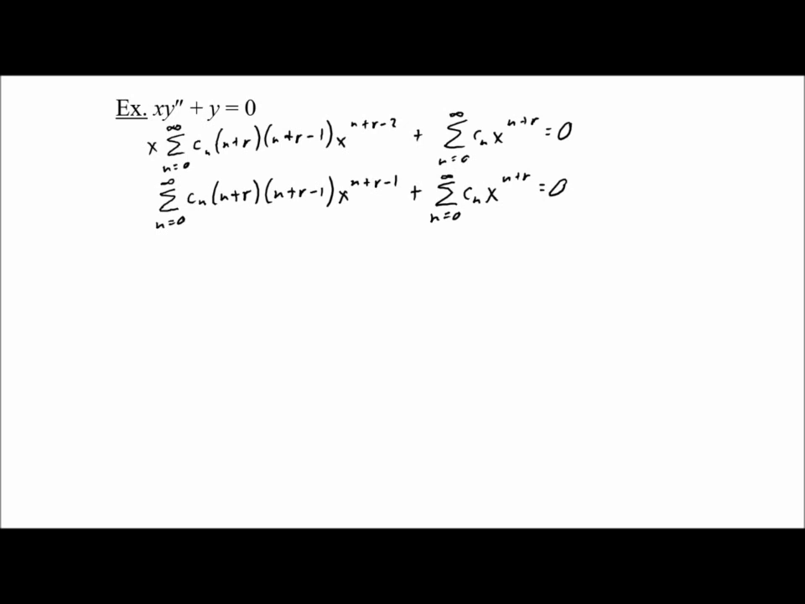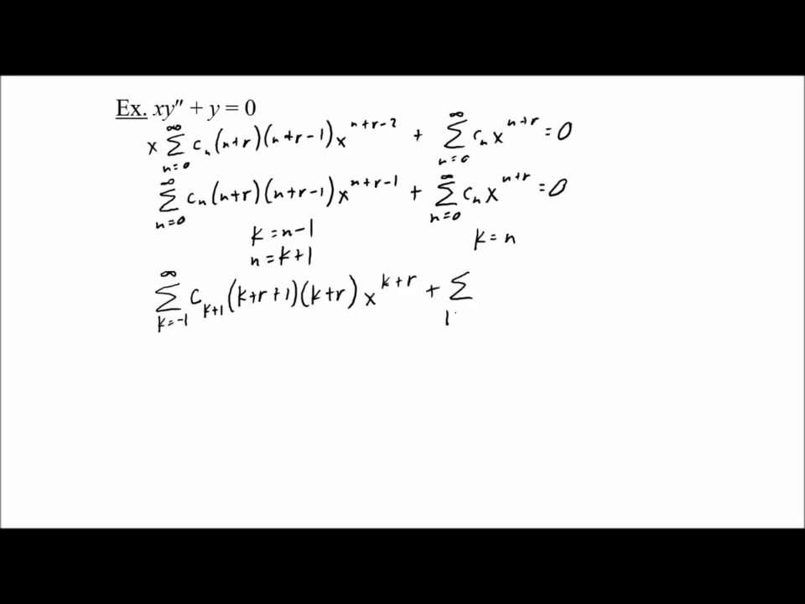Okay, next up, change the index so that they both say x to the k plus r. So here just k becomes n. Over here, k becomes n minus 1. So n is equal to k plus 1. We get the sum, when n is 0, k is negative 1, so negative 1 to infinity, c sub k plus 1, k plus r plus 1, k plus r, x to the k plus r, plus the sum k equals 0 to infinity, ck x to the k plus r equals 0.